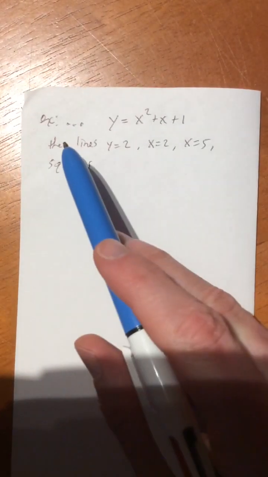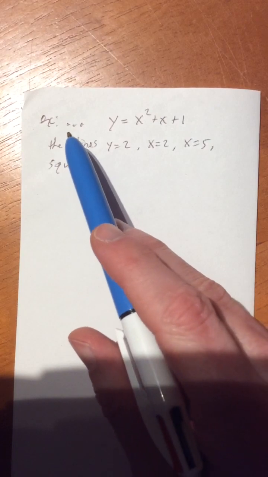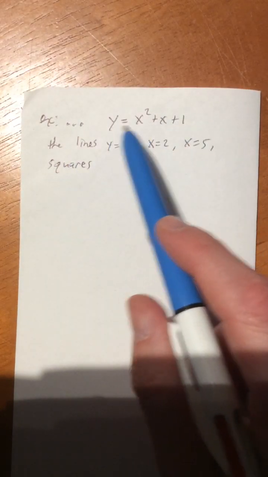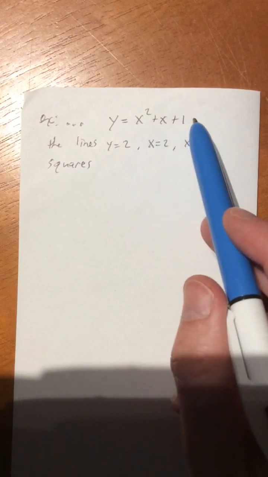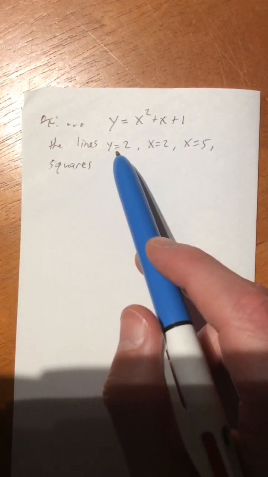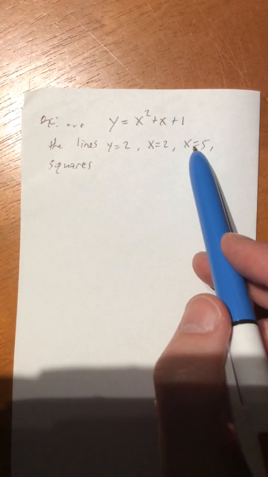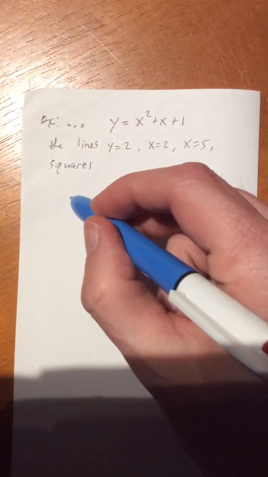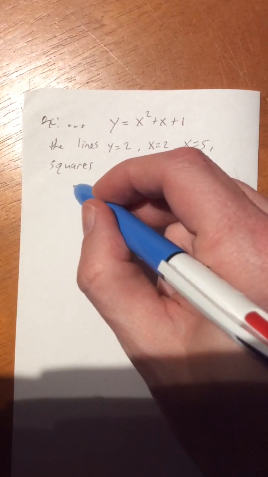I'm not going to keep rewriting these words over and over again, so I'm just going to put dot, dot, dot. Same words. Our new region is going to be y equals x squared plus x plus 1, and the lines y equals 2, x equals 2, and x equals 5. And again, we're going to make squares. So let's make our little sketch of this thing right here.